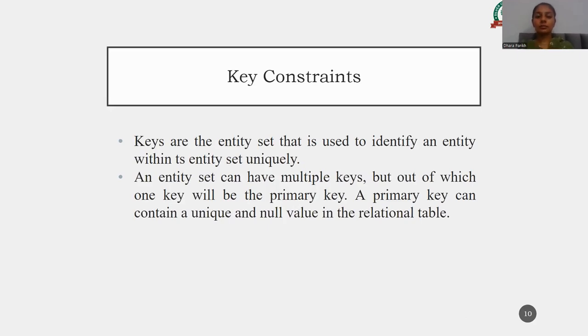So the next and the last one is the key constraint. Keys are the entity set attributes that are used to identify an entity within its entity set uniquely. An entity set can have multiple keys, but out of them one key will be the primary key. A primary key contains unique and non-null values in the relational table. Okay, as the name suggests, key constraint. In a database we have multiple keys, but mostly we work with the primary key as well as the foreign key.